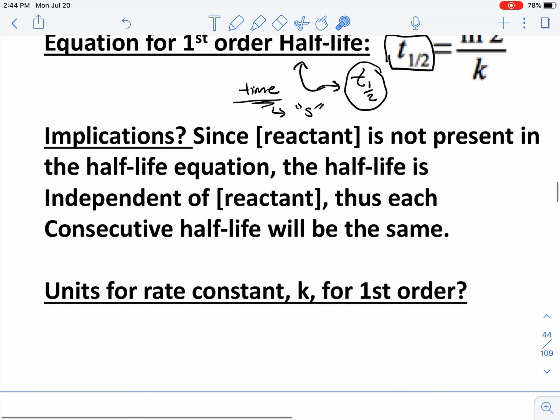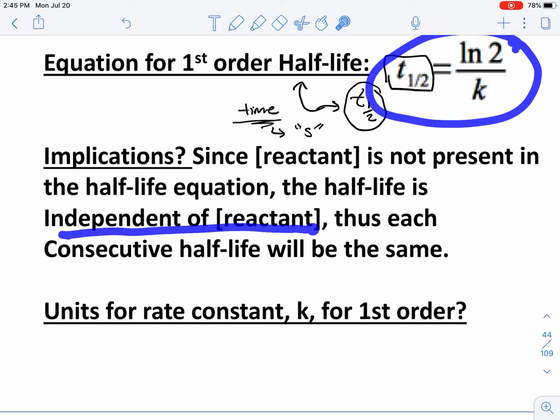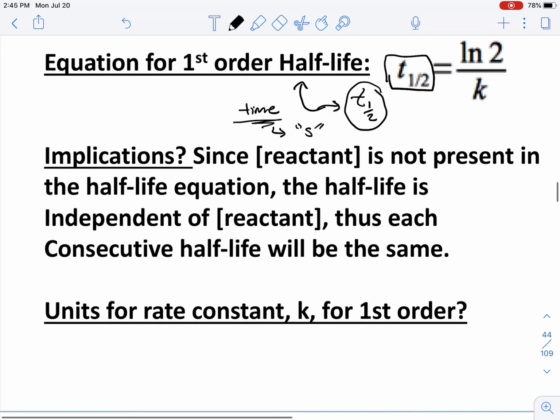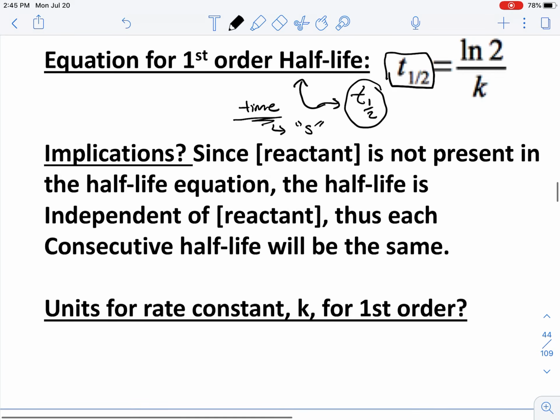And so right now, just go ahead and keep in the back of your mind that all consecutive half-lives will be the same for first-order reactions. That's really the take-home message. And the reason why is because this half-life equation is independent of the concentration of the reactant. And so whatever remains doesn't affect the time it takes for the remaining amount of reactant to reach half of its value.